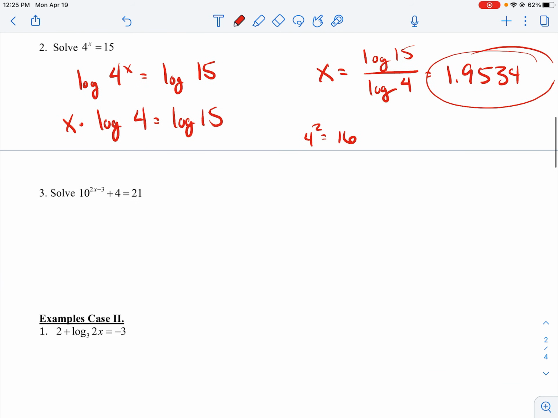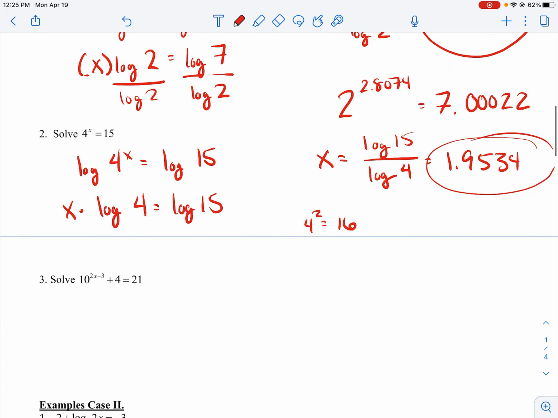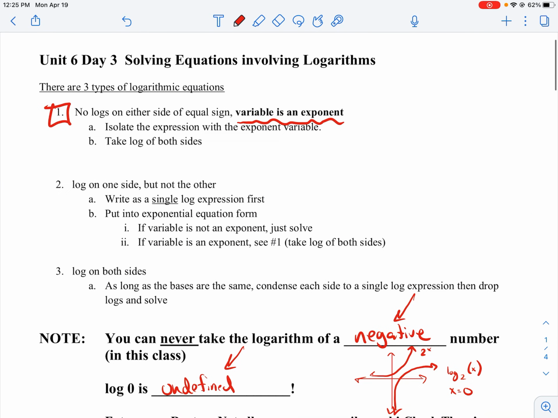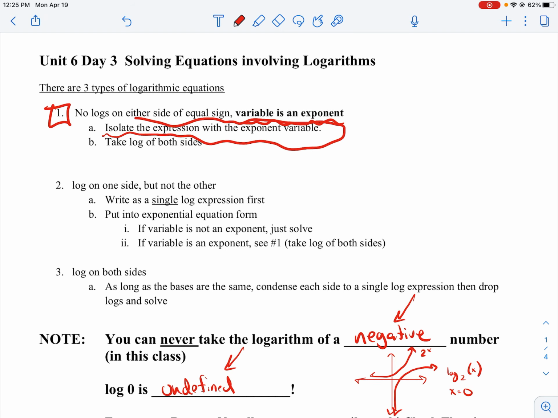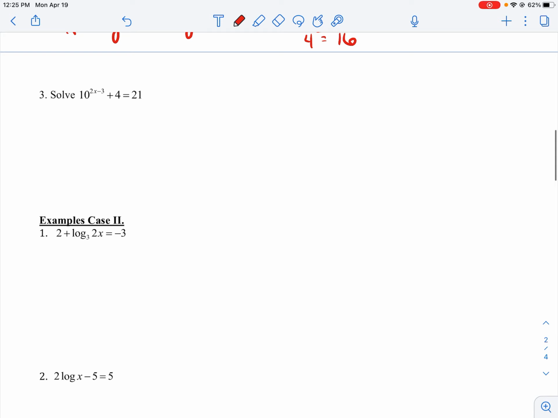Okay, go down to number 3. All right, and number 3, the difference between number 3 and what we have in 2 and 1 is that we don't have our variable isolated here with the exponent. So we have to isolate the expression with the exponent variable. As you can see in number 3, we have 3 terms here. So all we have to do is take that 4 over to the other side. So we get 10 to the 2x minus 3 is equal to 17. And then we do the same thing as we were doing above.